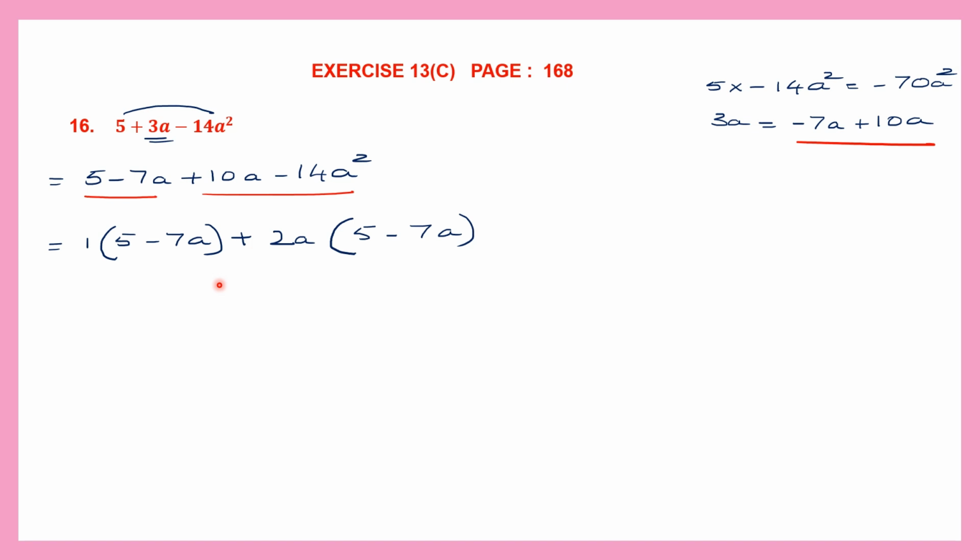So now let's take these two and write that down first. That is 1 plus 2a. And then the next one that is common, that is 5 minus 7a. So we have factorized this. These are our answers. Question 17.